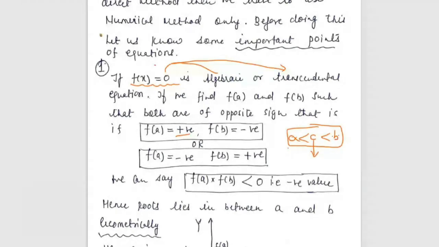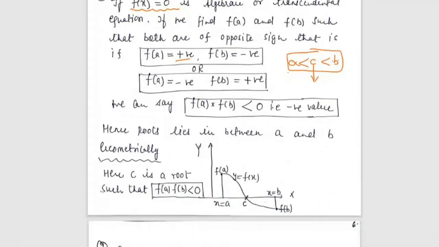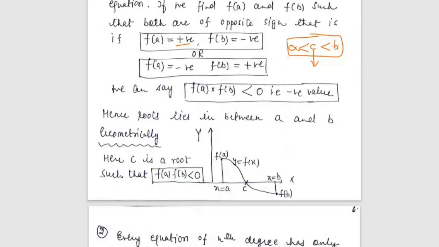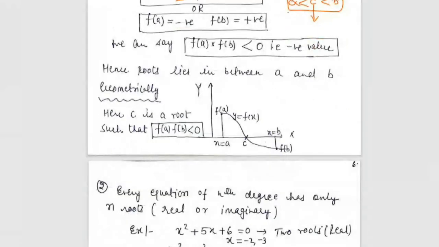And also you can do one thing. If you find the product of f(a) and f(b), you will get less than 0. Why? Because one value is positive and the other value is negative, so obviously in both cases you will get less than 0. So see, first, what is the geometric meaning of it? Because in competitive examinations, or in the oral examination, they just ask what is the geometrical interpretation of this.